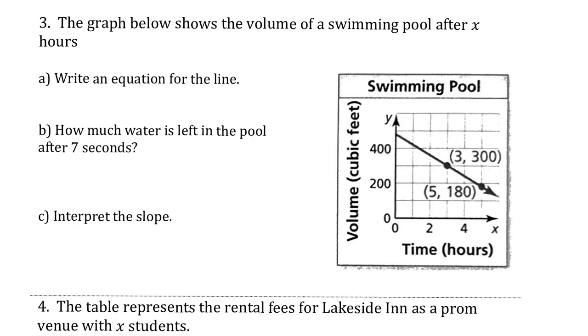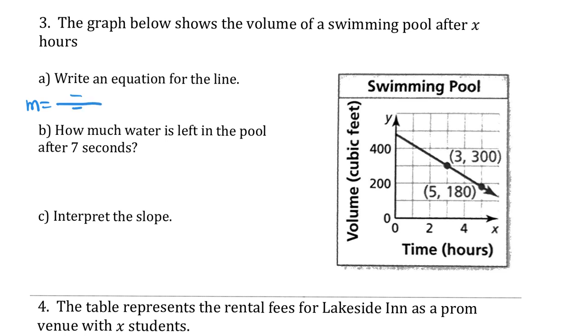Okay, next graph. The graph below shows the volume of a swimming pool after x hours. Write an equation for the line. Oh, and it looks like the swimming pool is going down. Okay, and what do I need? I need slope. They gave me these 2 points. I'm going to use the formula. If you can use rise over run, I'm fine with that, and then you will write the slope yourself.